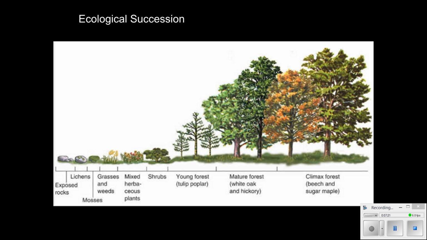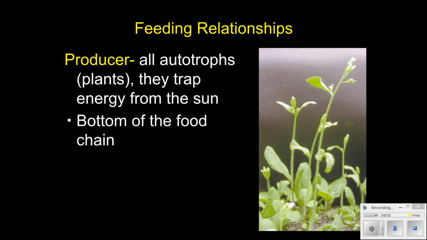Okay, next. We've got feeding relationships. We're going to look at this pretty simply because you've probably heard of these before. Producers make their own food. Those are also called autotrophs, and they use the sun's energy and the atmosphere and resources around them to create energy. Okay, so anything like a plant going through photosynthesis, that's going to be an autotroph and a producer, and those are at the bottom of the food chain.